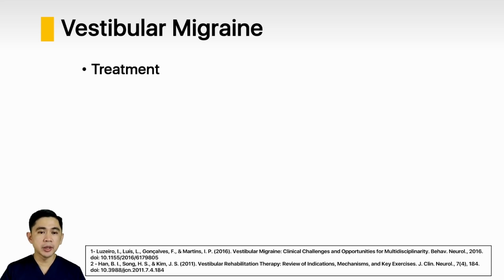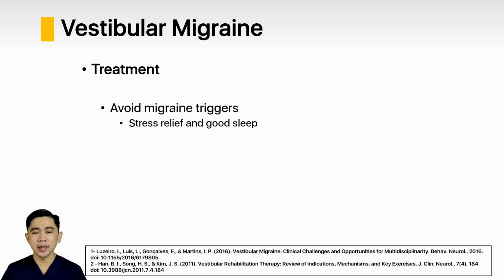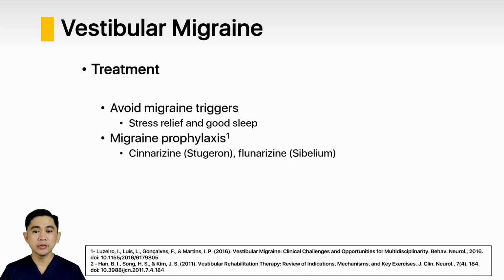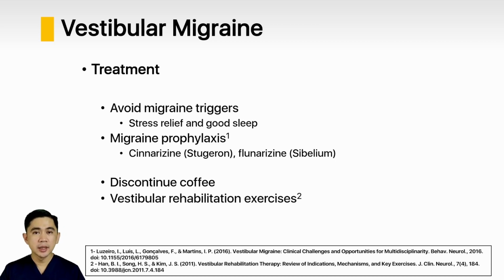So the treatment for vestibular migraine is, of course, it's still a migraine. You avoid migraine triggers. The usual advice is stress relief and a good sleep. We can also give migraine prophylaxis. So if you don't have a migraine, you won't have dizziness. We can give cinnarizine or flunarizine. We also tell the patients to discontinue coffee. And for persistent dizziness, we can advise them to undergo vestibular rehabilitation exercises.